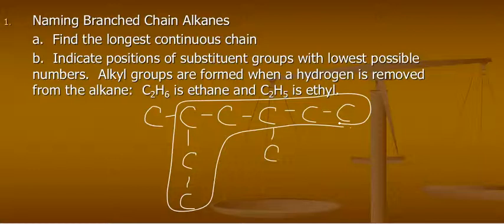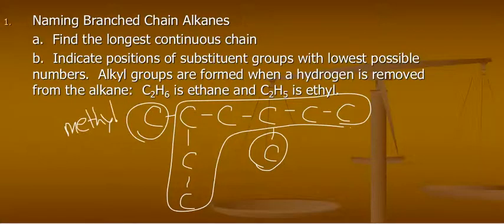We have substituents right here and right here. Those substituents are a 1-carbon chain. They're called methyl groups. So we have 2 methyl groups that are called substituent groups coming off of the longest continuous chain. The longest continuous chain is 7, so we'll number that chain 1 through 7, like this. We're going to indicate where these substituents are. These substituents are on carbons 3 and 5.